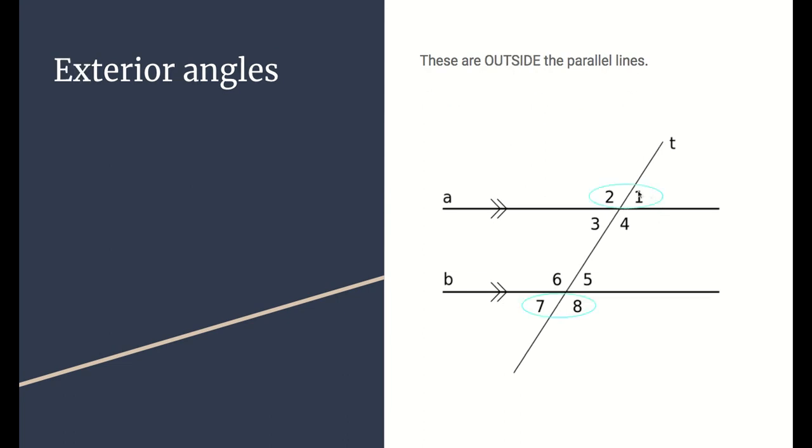Exterior angles are those angles that are outside the parallel lines. So if you paint the exterior of your house, you paint the outside of your house. I did that this summer. So we would say angle 1, angle 2, angle 7, and angle 8 are all exterior angles.